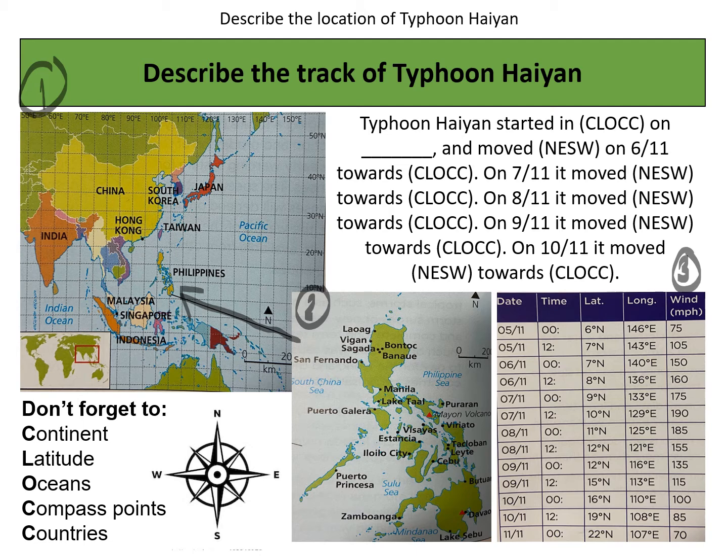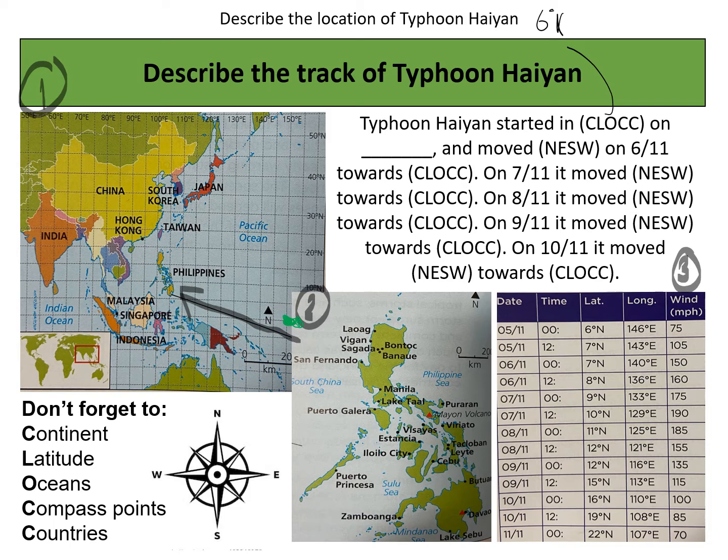So I'll do one example with you together, and then I'm going to carry on, so you can pause the screen and carry on describing the track of Typhoon Haiyan on your own. So Typhoon Haiyan started in, well, it says here it started at lines of latitude 6 degrees north, which is roughly here, and 146 degrees east. So it roughly started about here.